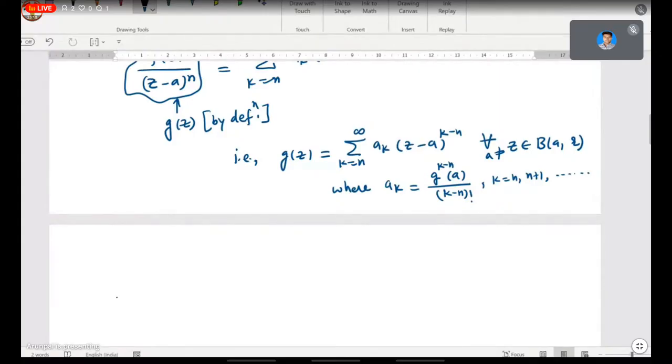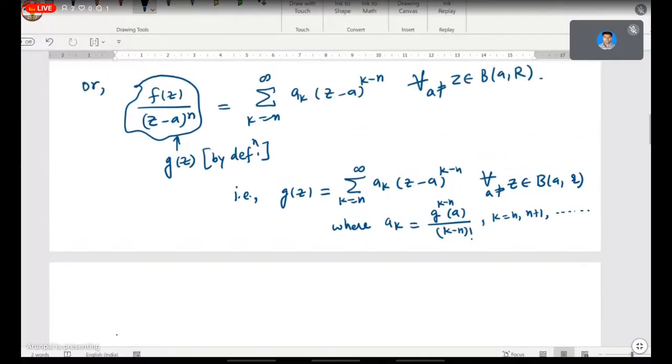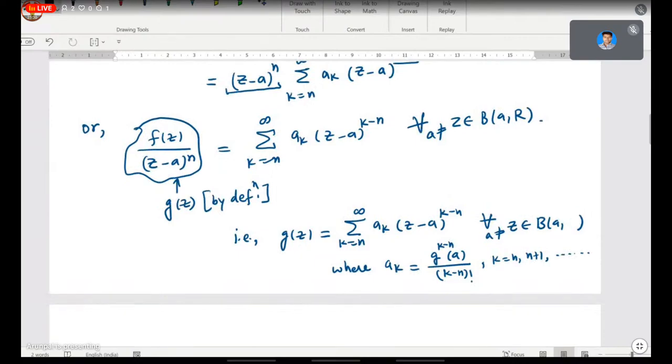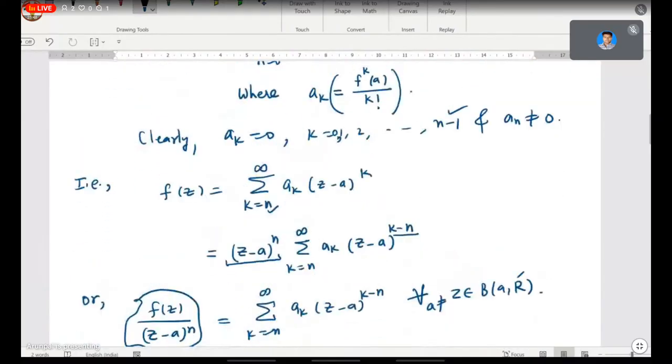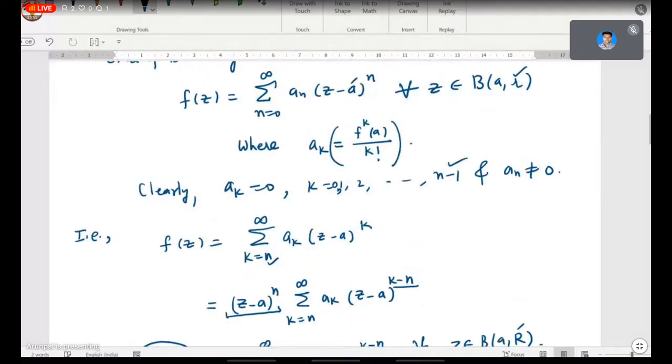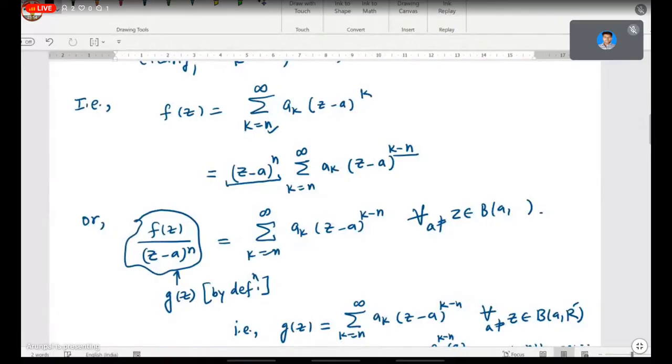Sir, for all a not equal to z, z belongs to B, capital R should come, no? Oh, sorry. Thank you. Yes, it was capital R. Small r came from somewhere. Okay, is this okay now? Sir, the mistake is not here, the mistake is here. We are carrying this small r. Yes sir, never mind, okay, you understood. It is small r, sorry. Thank you.